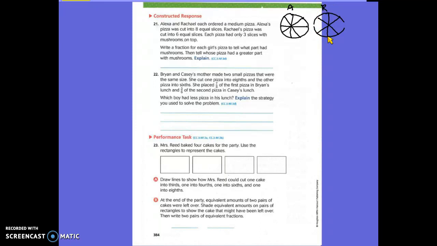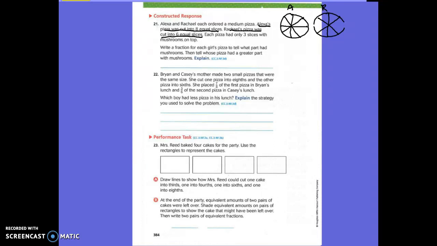Then what do I do? We basically did this. Alexa's pizza was cut into 8s. Rachel's was cut into 6. What's the next part that I need to do? Put 3 mushrooms on each piece. No, that's not what that means. It says 3 slices had mushrooms on top. It doesn't say every slice has 3 mushrooms. It says 3 slices have mushrooms. So what do I need to do?